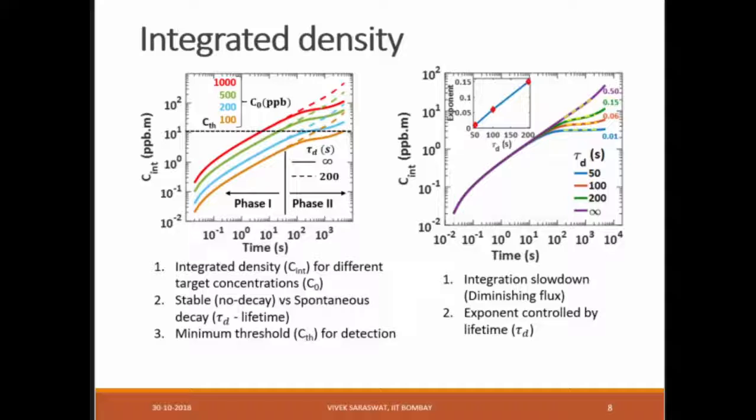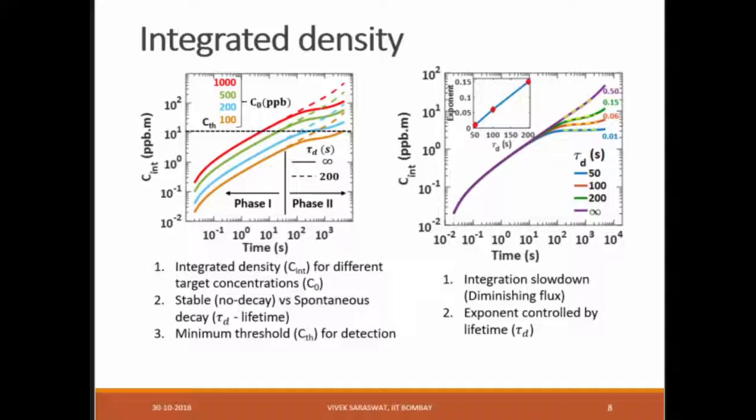So these are the graphs which are calculated for different ambient concentrations, and what we see here is the t to the power half case. Actually, this legend is wrong. The dotted line is the one which continues for the tau d equal to infinity case, when there is no decay. The t to the power half law continues.